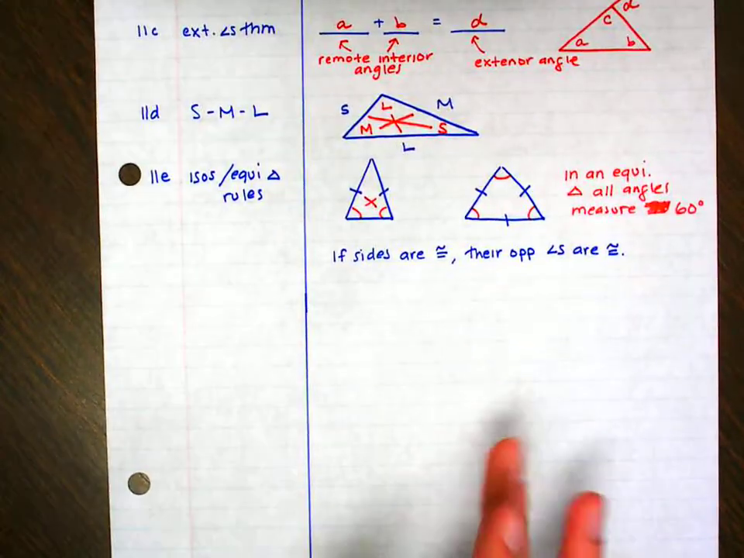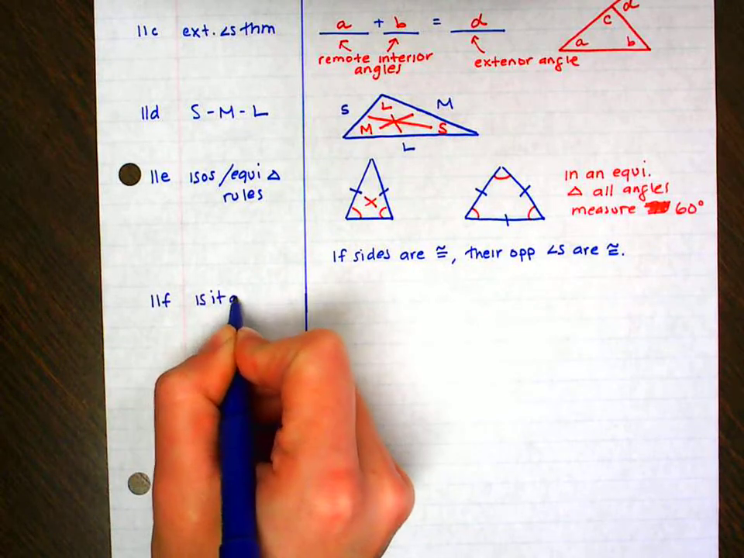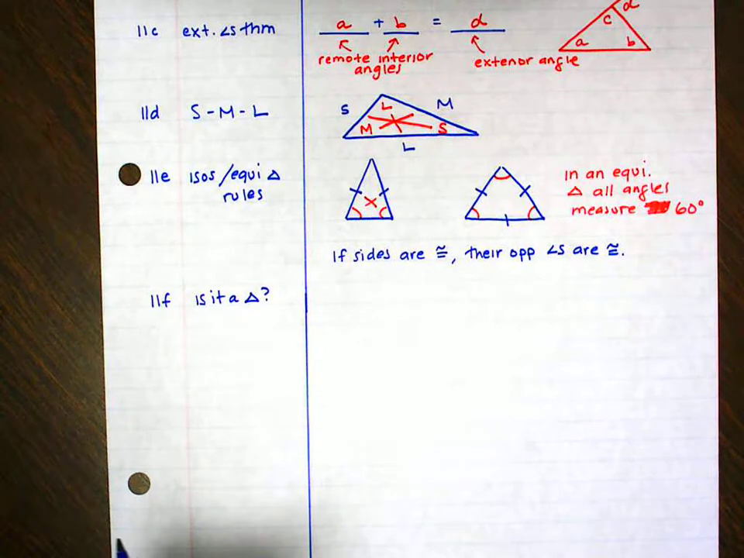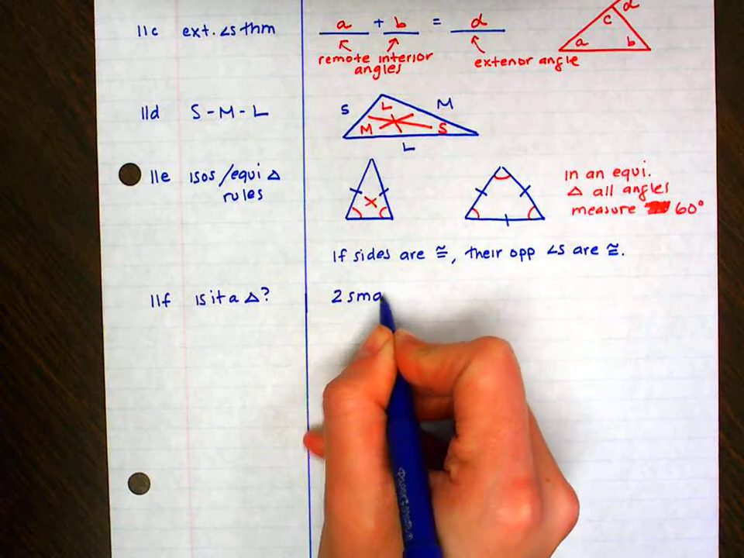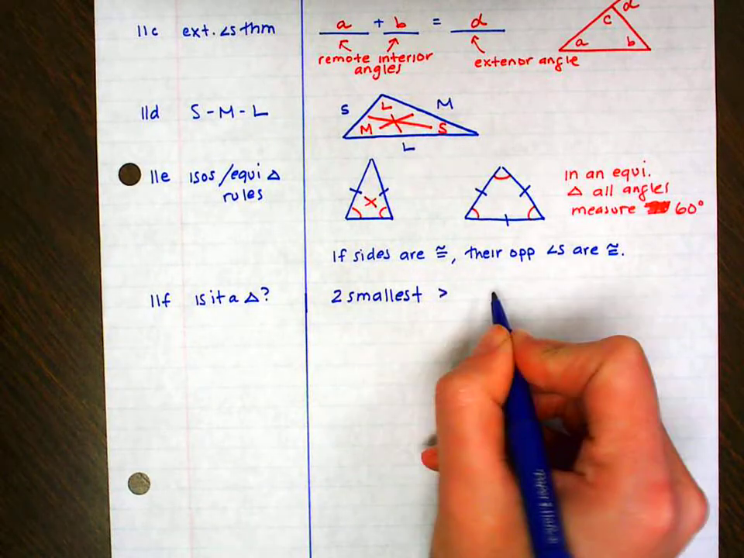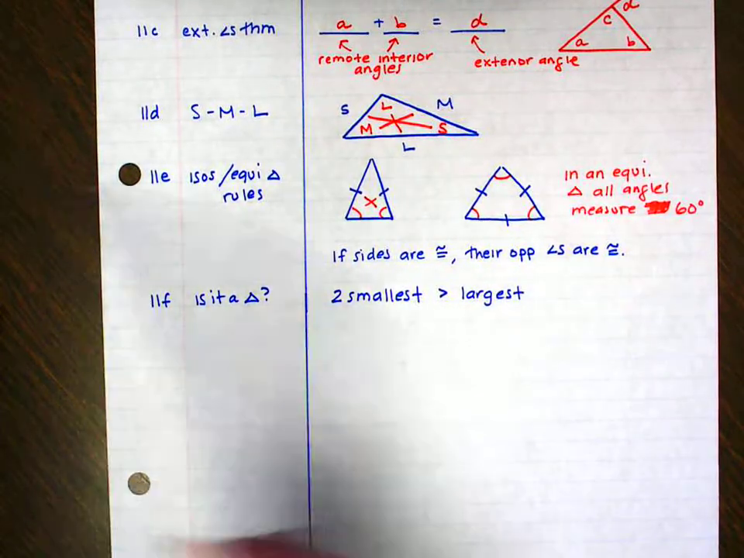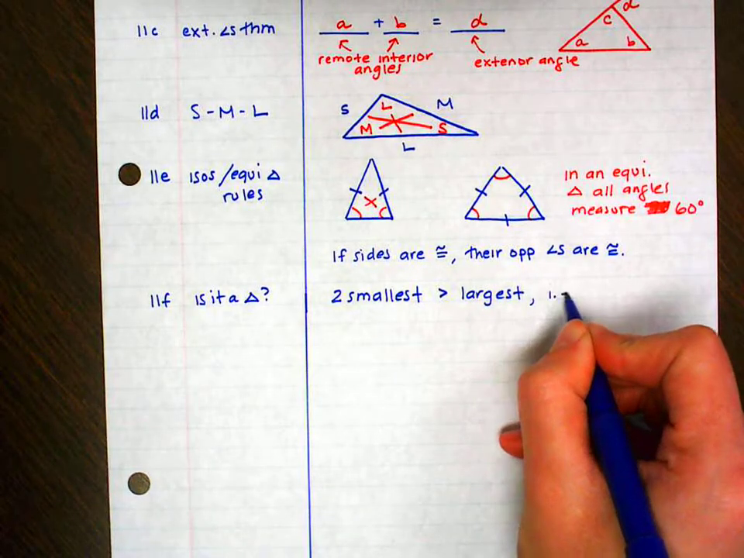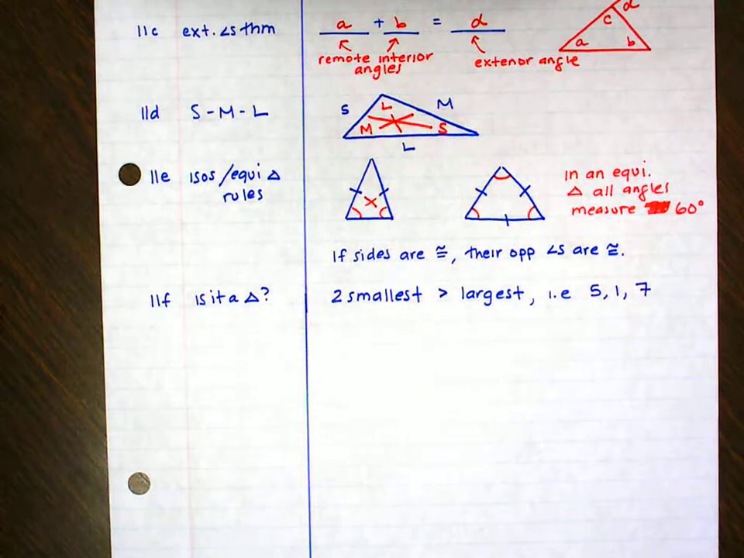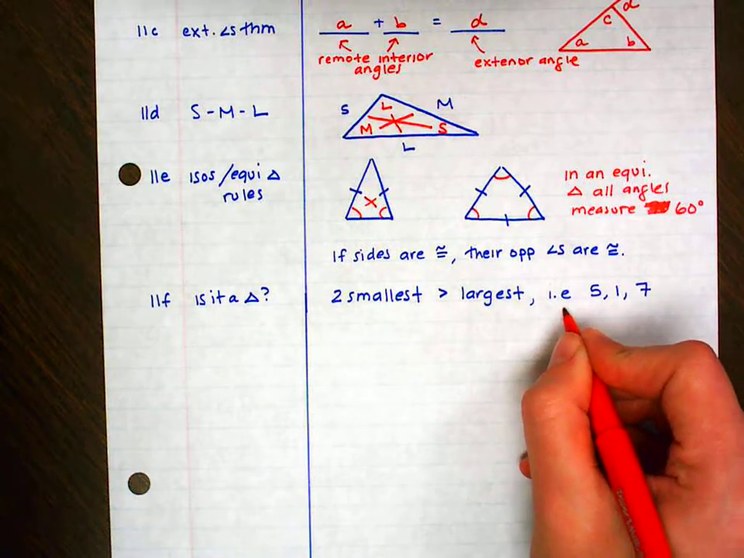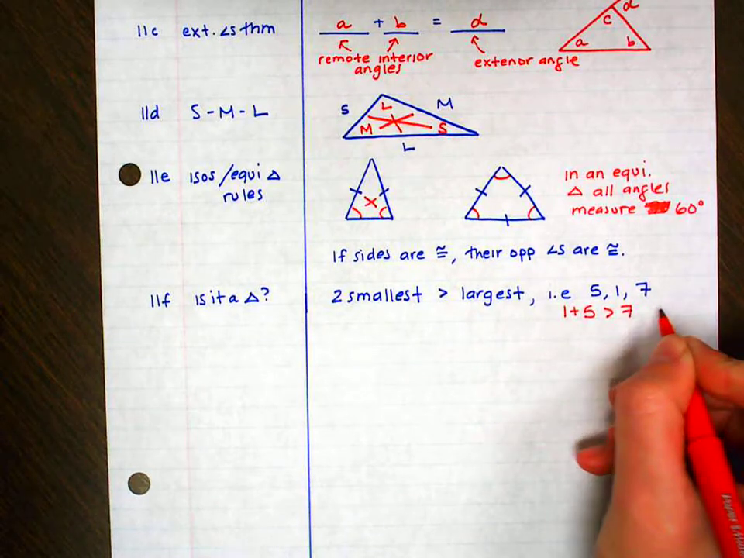Next we had 11F, and I like to call this, is it a triangle? So if I gave you three sides, how would I figure out if it's a triangle? You're going to take the two smallest, and together they have to be bigger than the largest side. So for example, if I had the sides 5, 1, and 7, I would take the two smallest sides, and I want to see if it's bigger than the last side. It's not, so it's not a triangle.